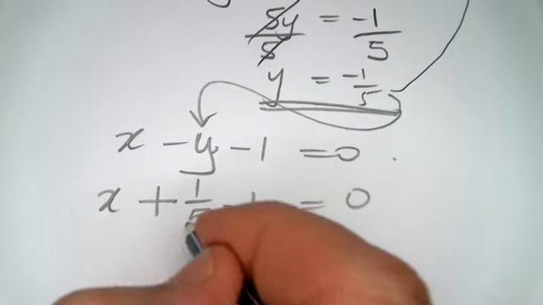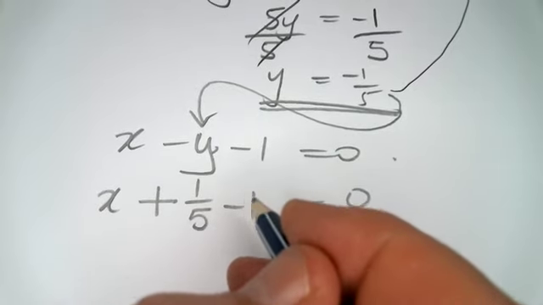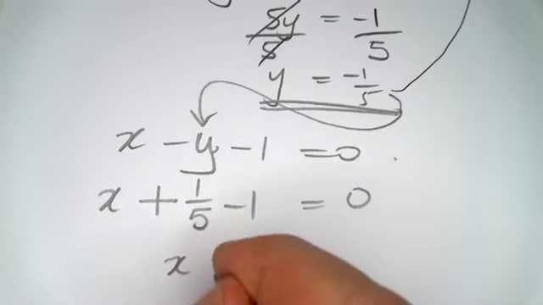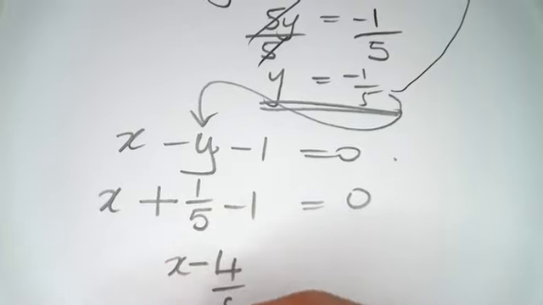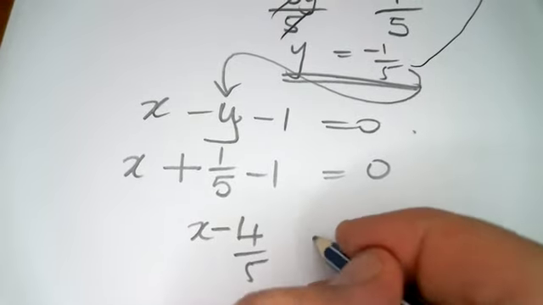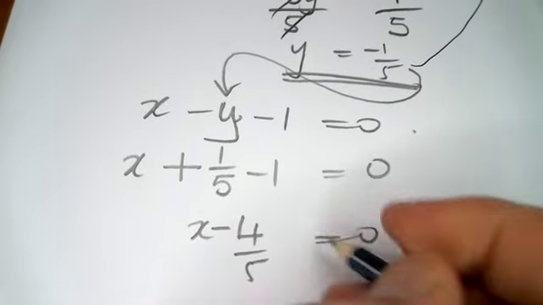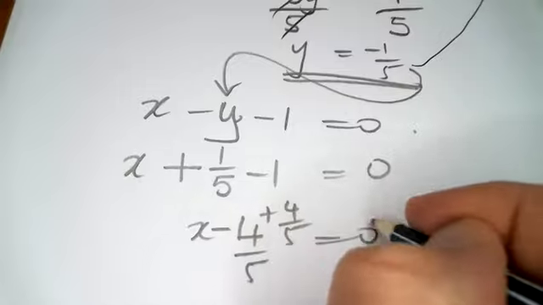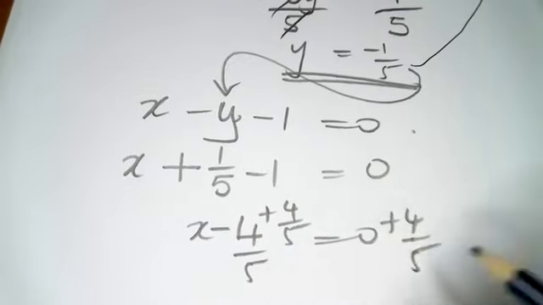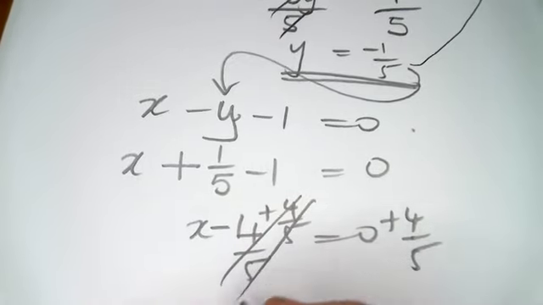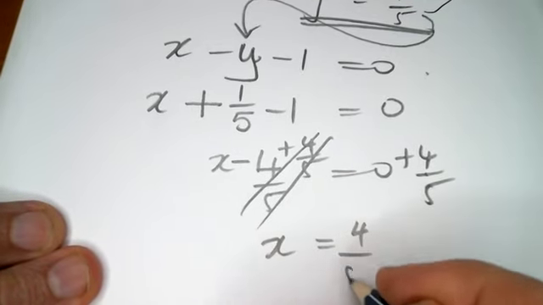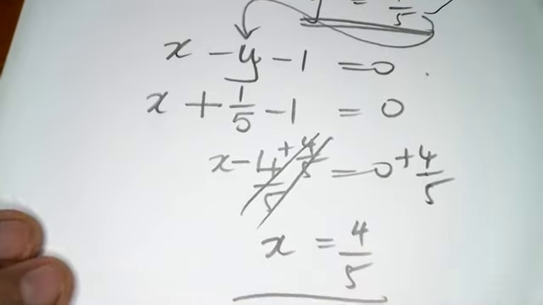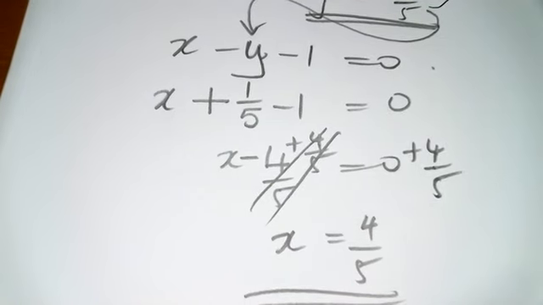Now, 1/5 minus 1 is negative 4/5. So I've got x minus 4/5 equal to 0. So if I add 4/5 to both sides, 4/5 and negative 4/5 comes to 0, and x is equal to positive 4/5.